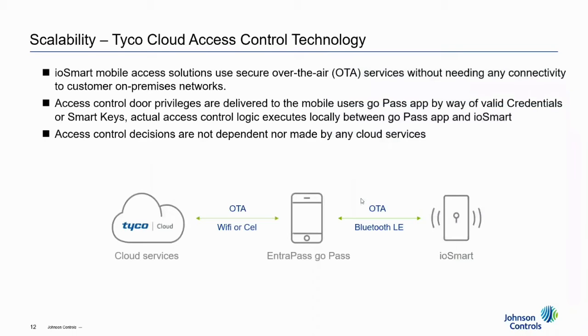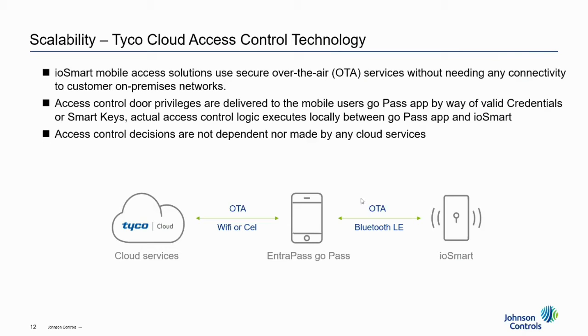Then, in terms of the technology behind how this whole Tyco Cloud Access Control technology works with our cloud reader. Earlier I showed you that one is IO Smart. So what we have on the left hand side is the Tyco Cloud, the access control that is hosted in the cloud. So we have this mobile app, which is Enterpass Go Pass.